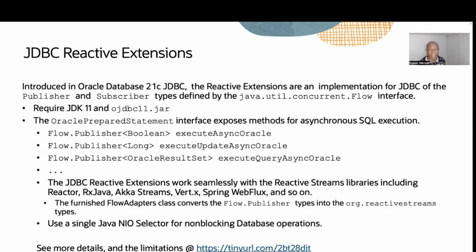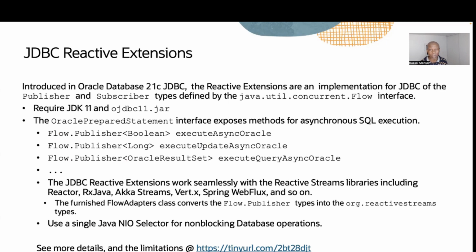So what are JDBC reactive extensions? Those extensions were built into the JDBC driver starting release 21C. It is an implementation of the Java Util Concurrent Flow API. As you probably know, the Java Util Concurrent Flow interface is an interface, there is no implementation. So you have to implement the publisher and the subscriber. That's what we did for JDBC.